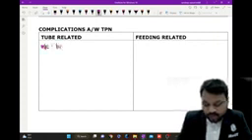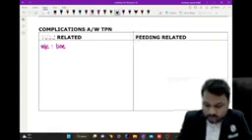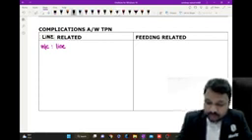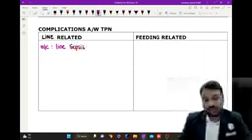Now, when we talk about the complications associated with total parenteral nutrition, tube related, remember the most common is going to be line sepsis, right? It's not tube related, it's line related, right? So make a small correction here. This is not tube related. This is going to be line related. So this is going to be line sepsis. The most common is line sepsis, right?